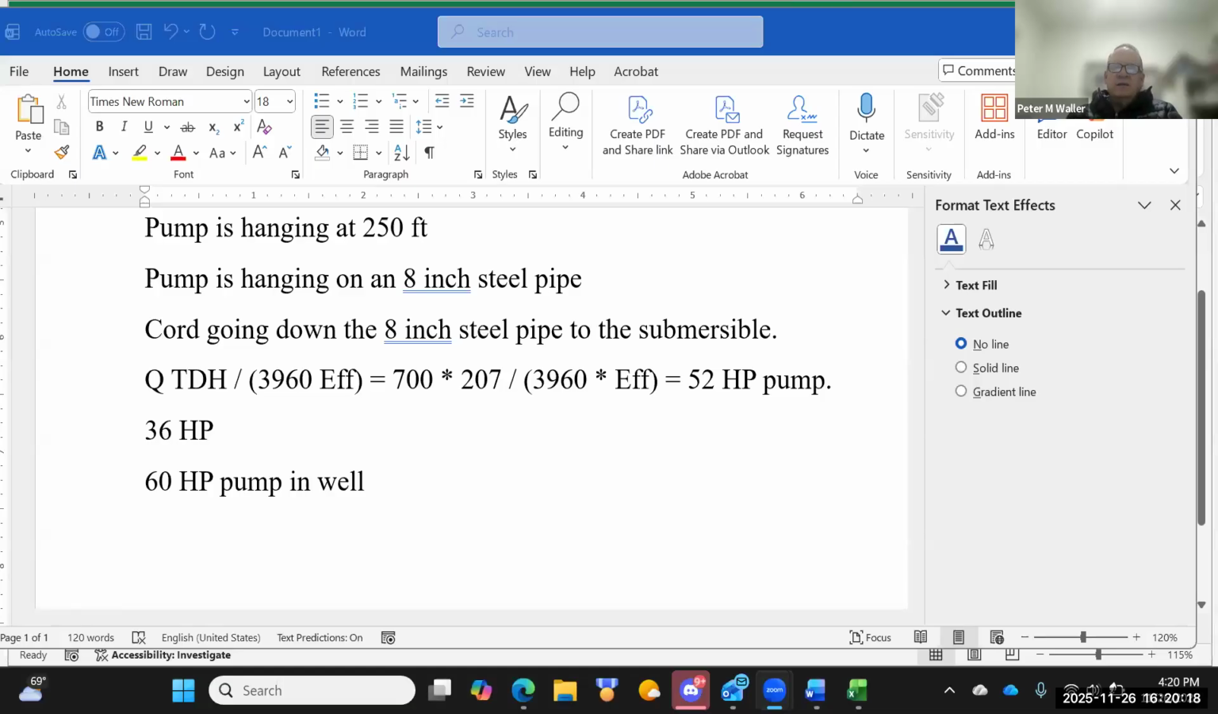Yeah, I just had a question. What's the difference between the water horsepower and the pump horsepower? So the water horsepower, that's the 36 horsepower. That's what's being delivered to the water. But the pump horsepower is what's coming from the motor. So the pump horsepower is 52, and then we increase the pump horsepower to 60 because they don't make a 52, they only make a 60.